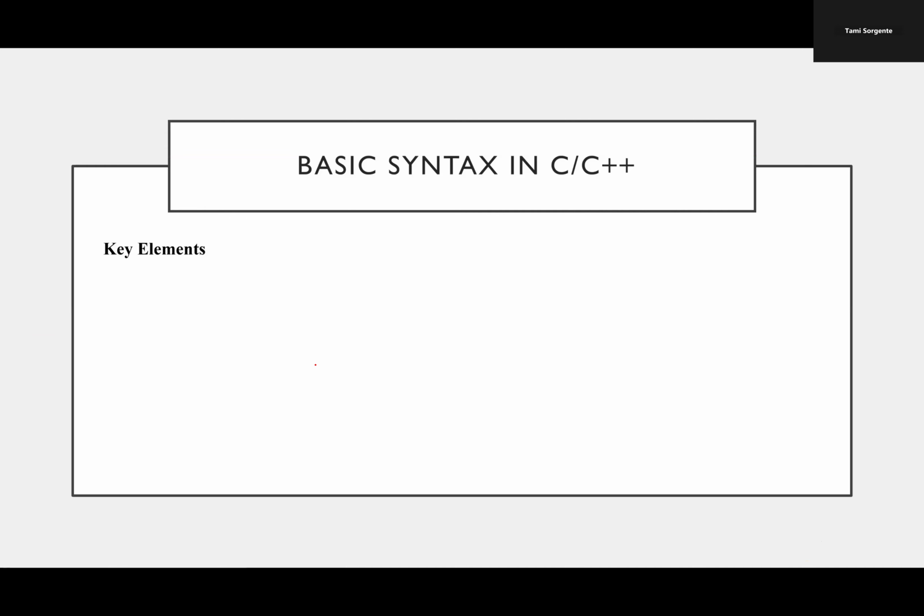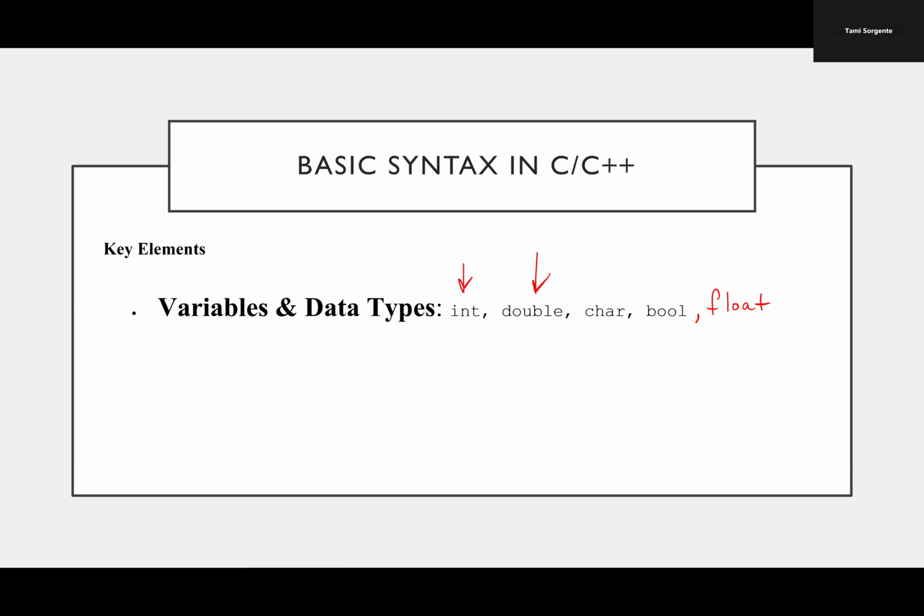All right, syntax in C and C++: you have variables and data types. You have int, double, char, bool, and also there's float. There's more than this, but these are the ones we will focus on this semester. My recommendation is to use double over float. It's twice the size. You're not going to exhaust your resources. Ints are whole numbers, doubles are floating point numbers, characters are single characters, and bools are true, false.